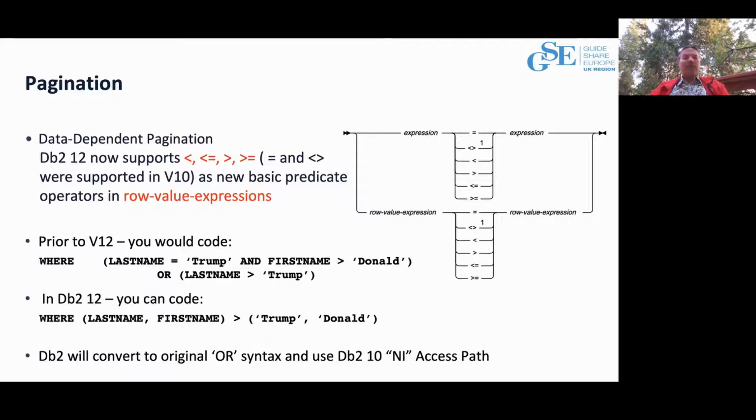So prior to version 12, you would say where last name equals Trump and first name is greater than Donald, or last name is greater than Trump. And now with the version 12 syntax, you can write that much more simply. You can say last name, comma, first name is greater than Trump, comma, Donald.